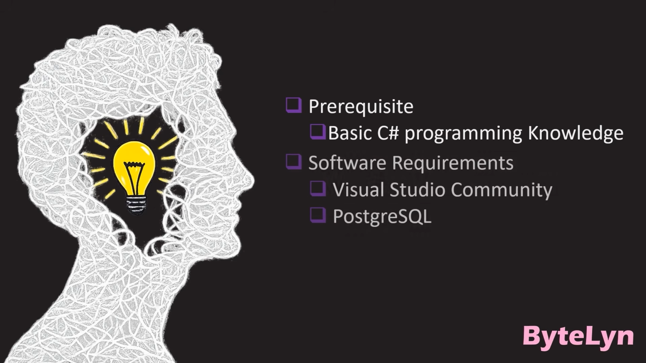Okay. Then regarding the software requirements, we are going to use Visual Studio Community. It is completely free. You can download it from the internet and install it. It's a very easy setup. And regarding the database, I'm going to use PostgreSQL. One of the reasons I chose this is because it is also open source. It's free to download and install this database. So these are the things you need to continue this course.